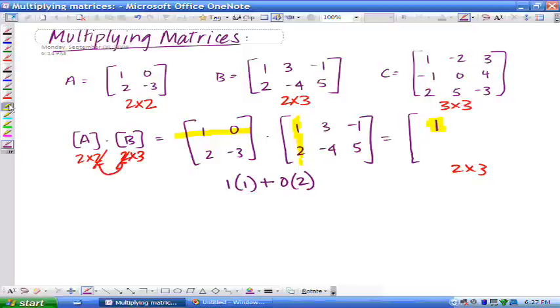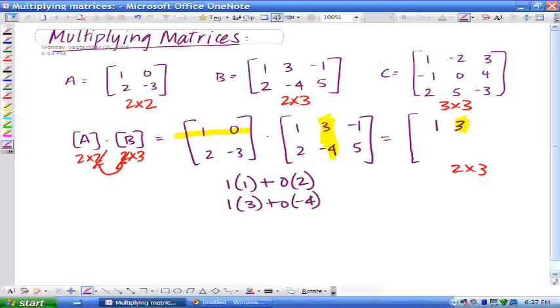Now let's go ahead and try to figure out what is in this next spot right here. And when I try to do that, I need to multiply row 1 with column 2, and therefore a quick multiplication should be 1 times 3 plus 0 times negative 4, and it looks like we're going to get 3.